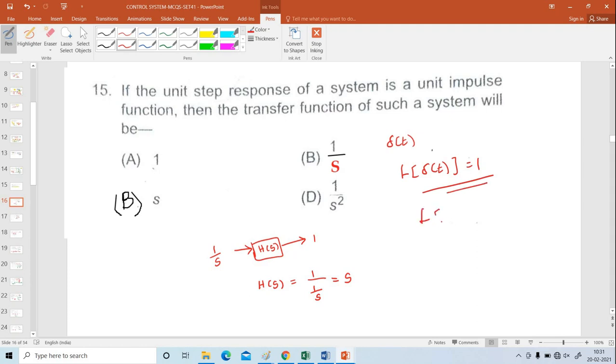And what is the unit step response? L of u of t is equal to 1 by s. So 1 by s is the input and the output is 1. What is the transfer function? H of S is output 1 divided by input 1 by S, that is equal to S. Option B is the correct answer.